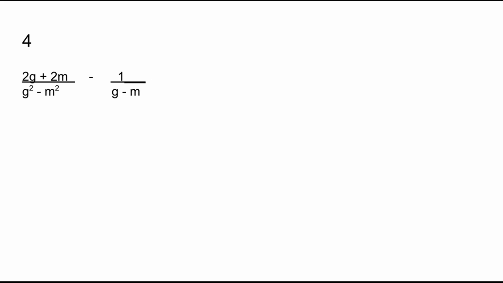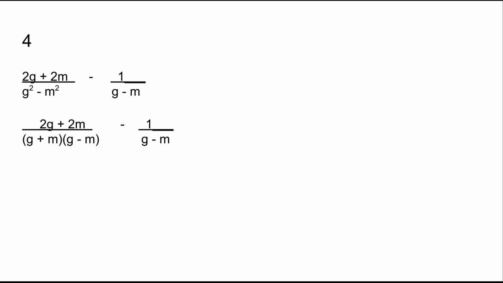Next, we're going to subtract fractions. Now, this one is quite complicated at first glance. So we have 2g plus 2m divided by g squared minus m squared, minus 1 divided by g minus m. So what I'm going to do first is factor this g squared minus m squared. When I do that, I copy everything else down exactly. And so I have g times g would get me g squared, and this is basically factored. This turns into g plus m and g minus m.